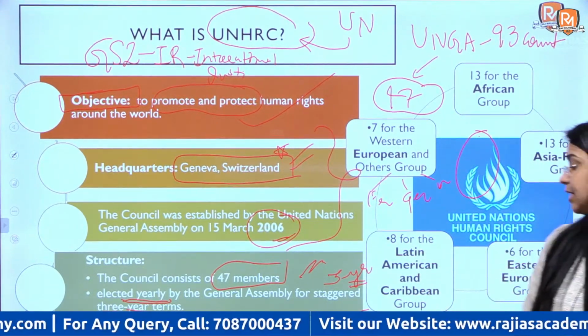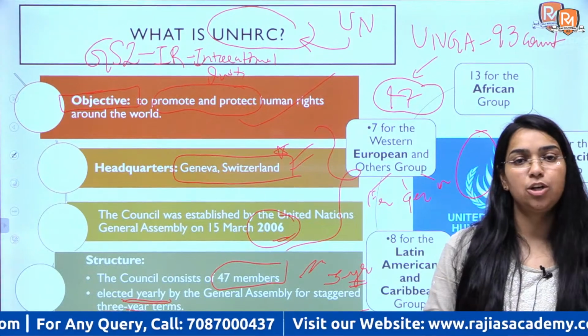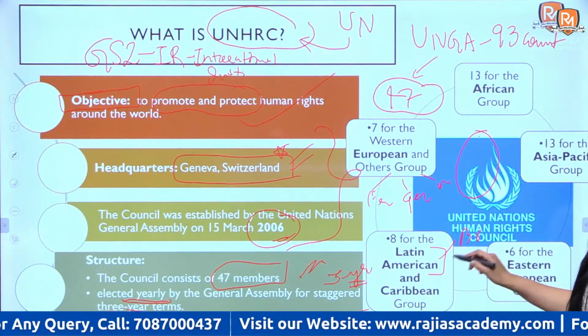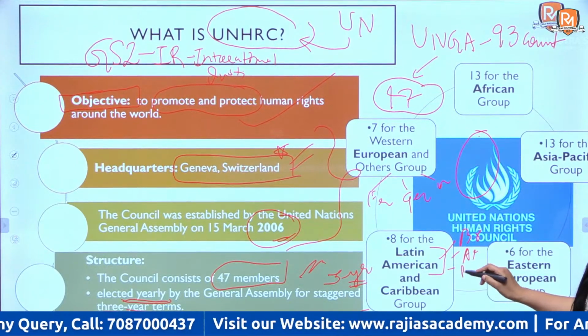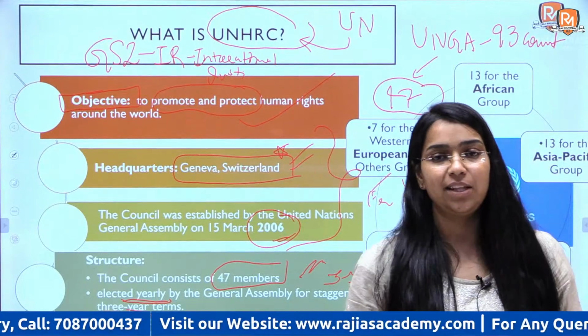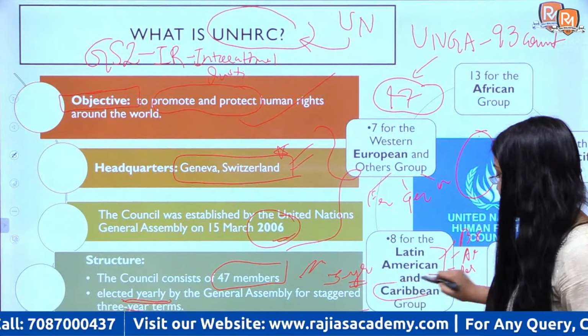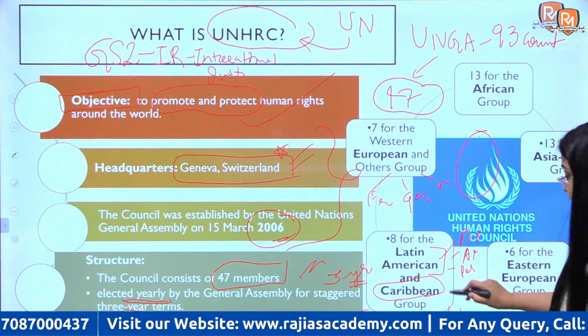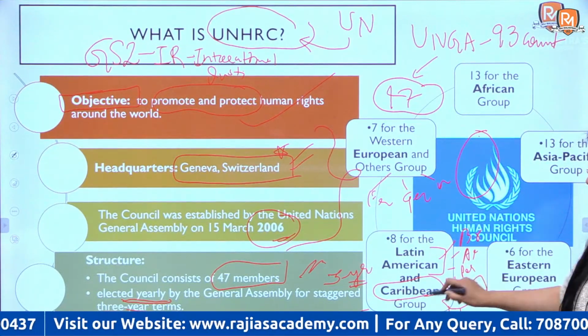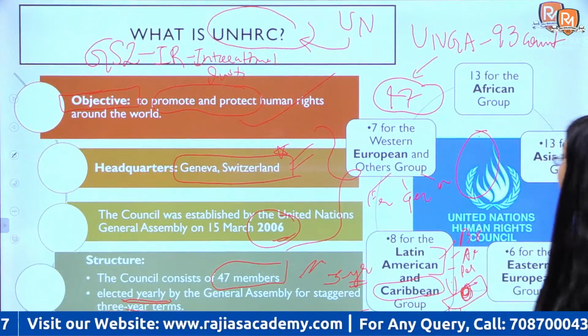Then 8 seats are given to the Latin American and Caribbean group. Latin American means your Brazil, Argentina, Peru, mainly South America, and the Caribbean. These are the Caribbean islands lying between the southern and the northern Americas. This is the Caribbean island, so they have been allocated 8 seats.